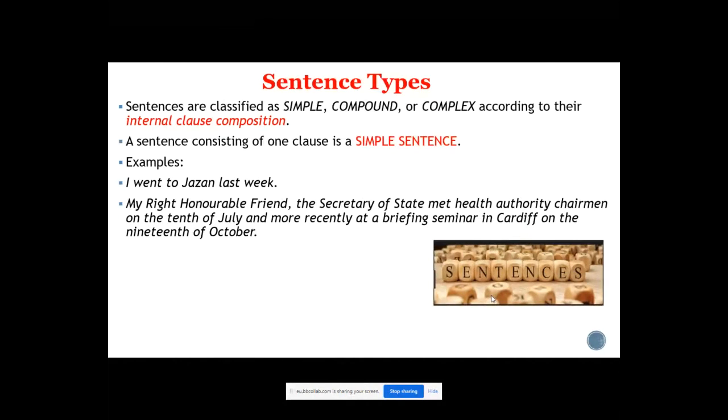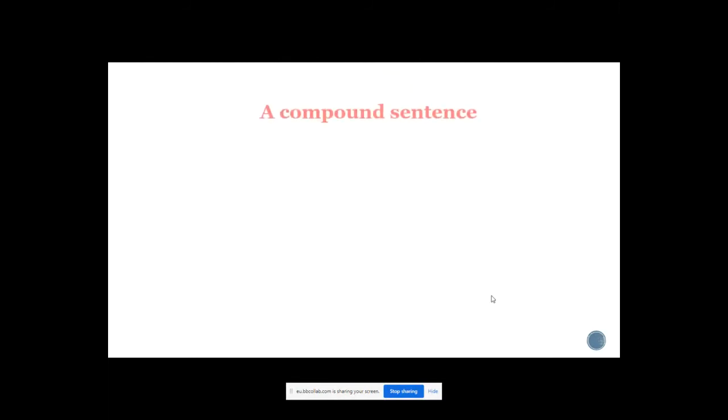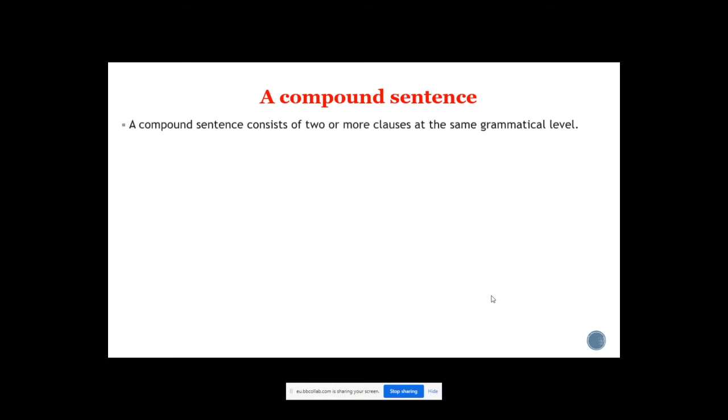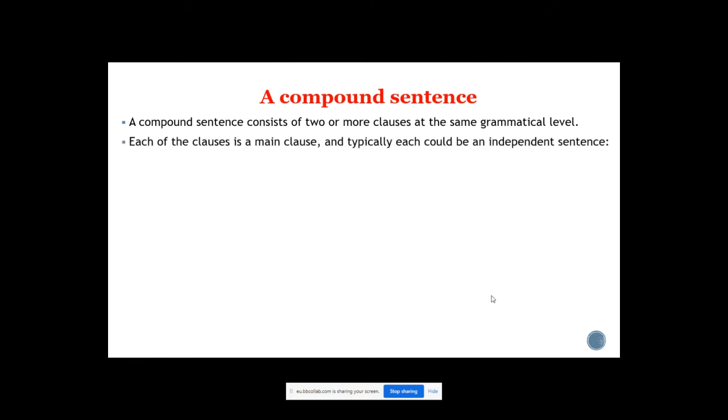So as we mentioned, it is not the length of the sentence which determines if it is simple, compound, or complex. A compound sentence consists of two or more clauses at the same grammatical level. So we have two or more clauses. In a simple sentence, we just had one clause. Each of the clauses is a main clause, and typically each could be an independent sentence. And this is very, very important. What is meant by main clause?